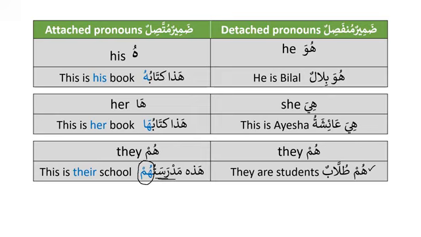And if it is used in the place of the subject, or in the place of mubtadaun, then it will be clear that we are using it as detached pronoun. And we can see that hum, the ending is sakin, hum, ending is sakin.